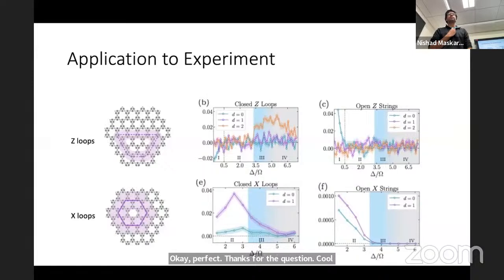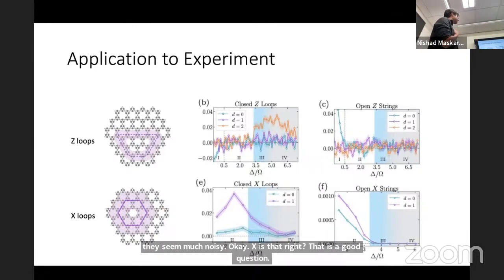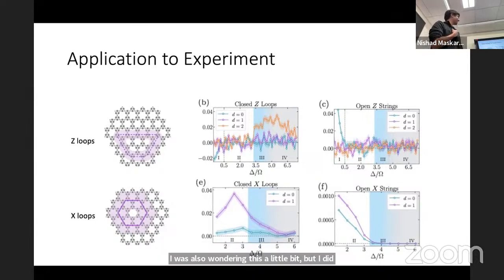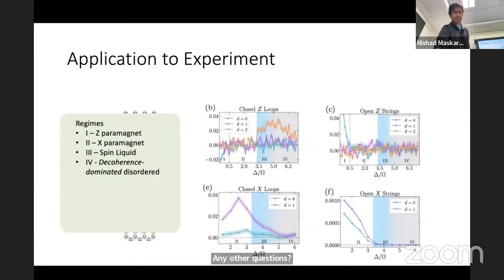More questions? Just curious, what are the Z operators? They seem much noisier than the X. That is a good question. I was also wondering this a little bit, but I honestly am not sure. I was wondering maybe the corners play a role or something. I'm honestly not sure. That's a good question. Any other questions? Okay, let's keep going.